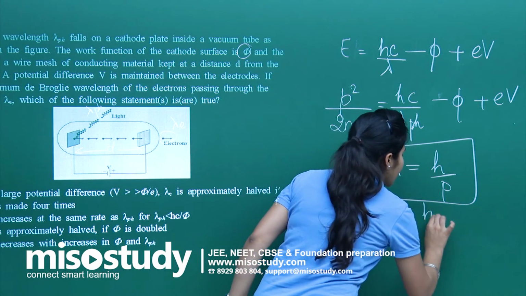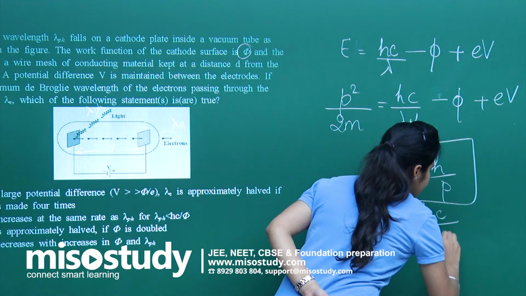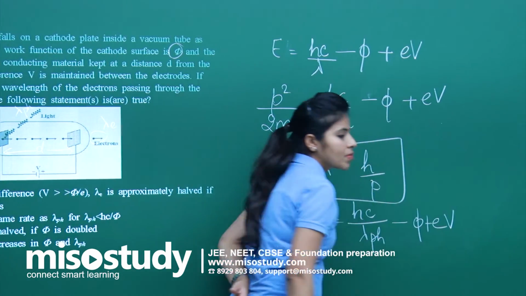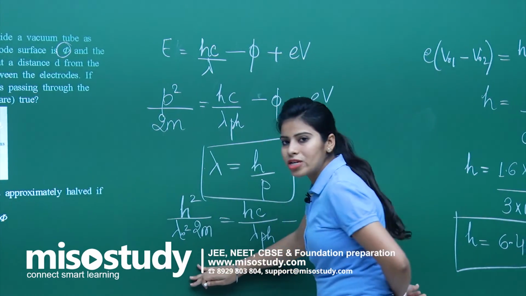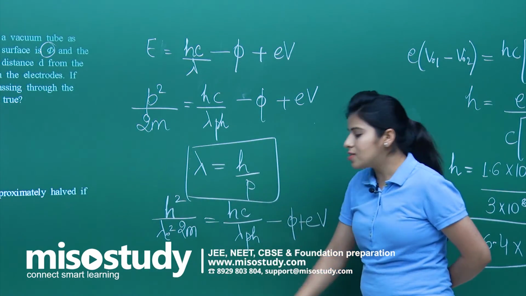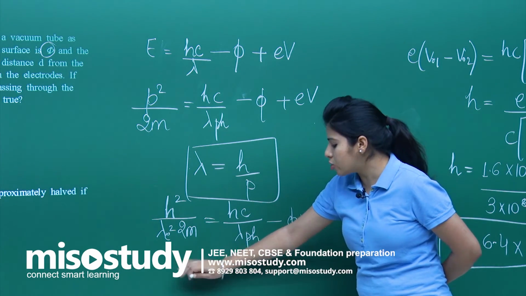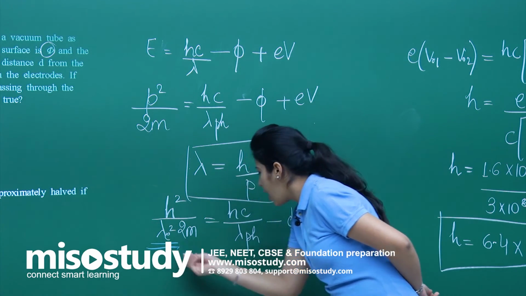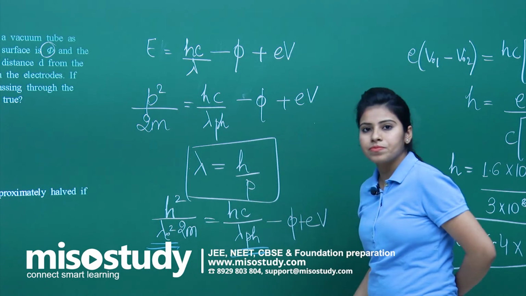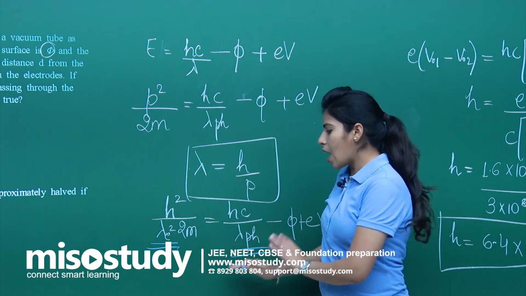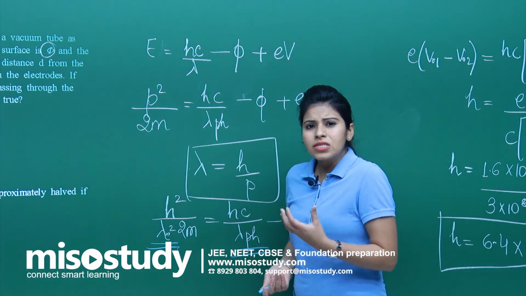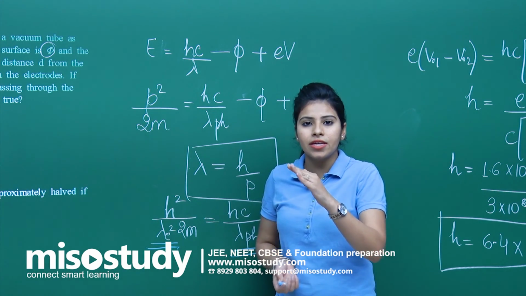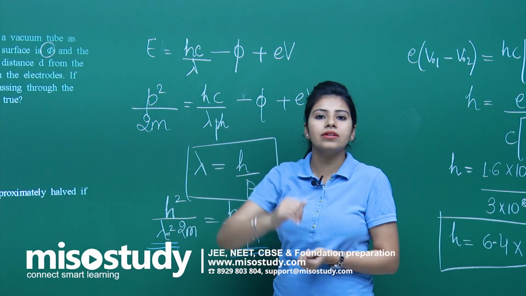So now we are having hc by lambda ph minus phi plus eV. Now you are having this equation with you. What you can see from here is that you are having a relation between this lambda E and lambda ph, right? We are having this relation now. This is, you can say, because you know that advanced level of JEE is a little bit higher than the JEE mains.